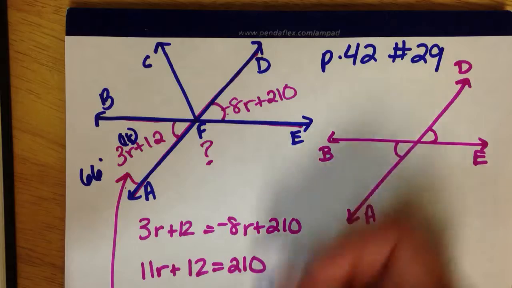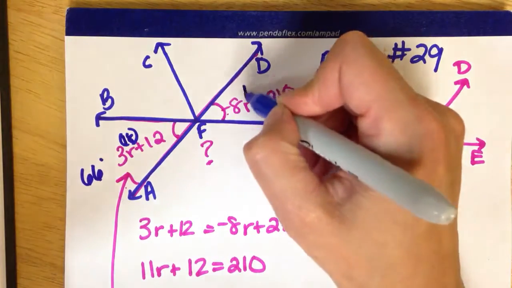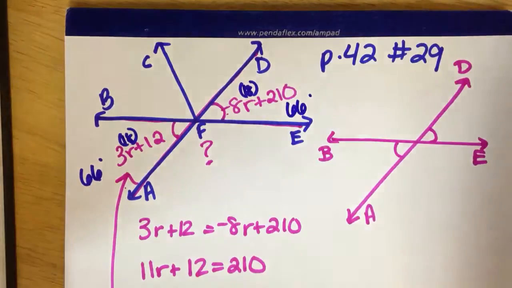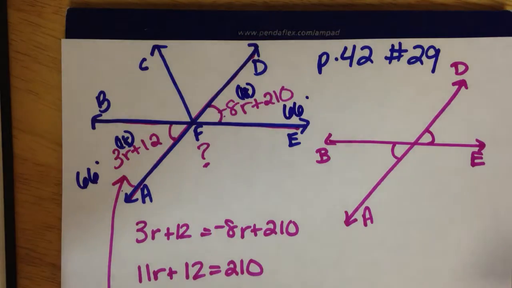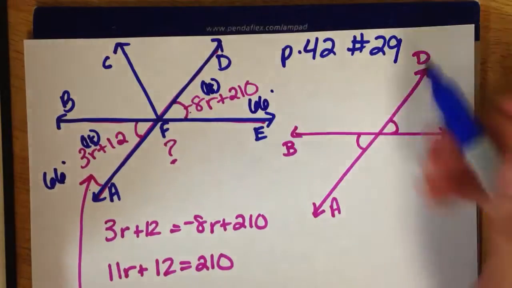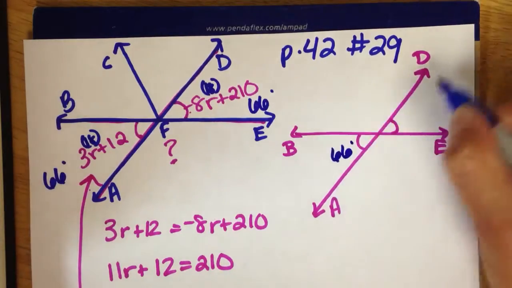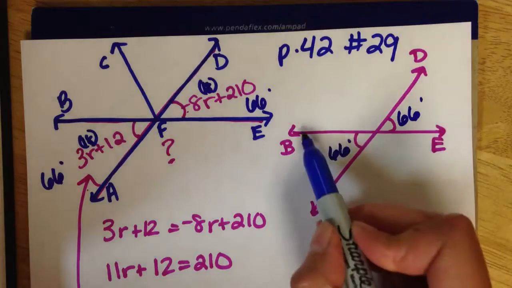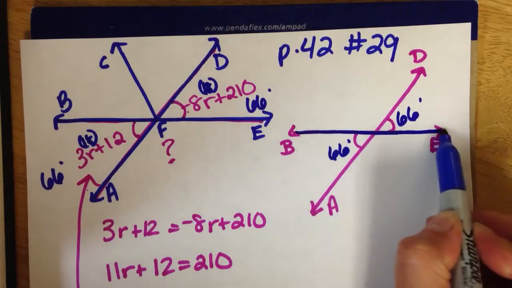So I'm going to do the same over here. Negative 8 times 18 plus 210 is going to also give me 66. How is that helpful? I'm going to go back over here to this simpler diagram. If I know that this angle is 66, what you should be able to see again is here's a straight line.